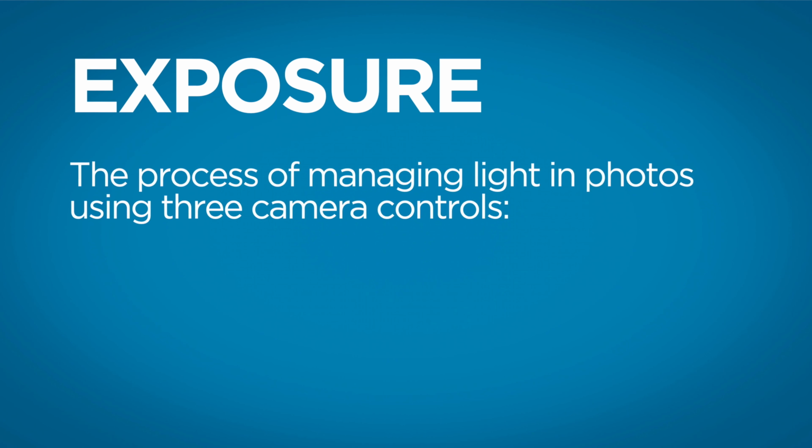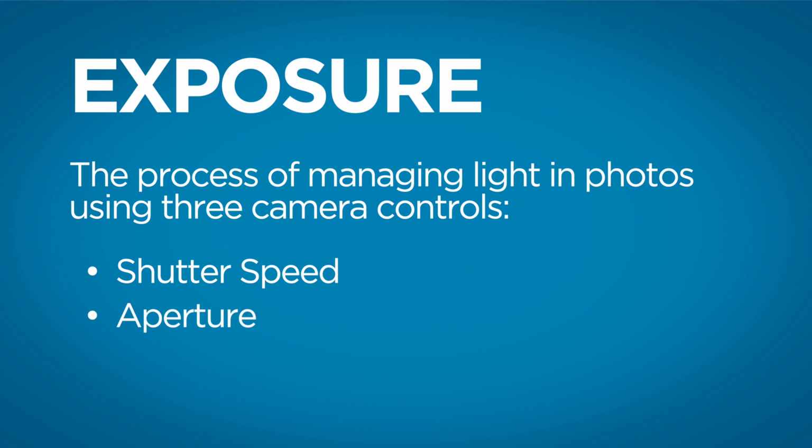So let's get started with our conversation about exposure. I'm going to explain the elements of exposure first, then we'll deal with the camera controls, how to set them to control various aspects of exposure. So exposure, here's my simple definition: it's the process of managing light in photos using 3 camera controls. And every camera ever made, as far as I'm aware, has had a variation of these 3 controls to determine exposure. The first one is shutter speed, the second one is aperture, and the third one is ISO.